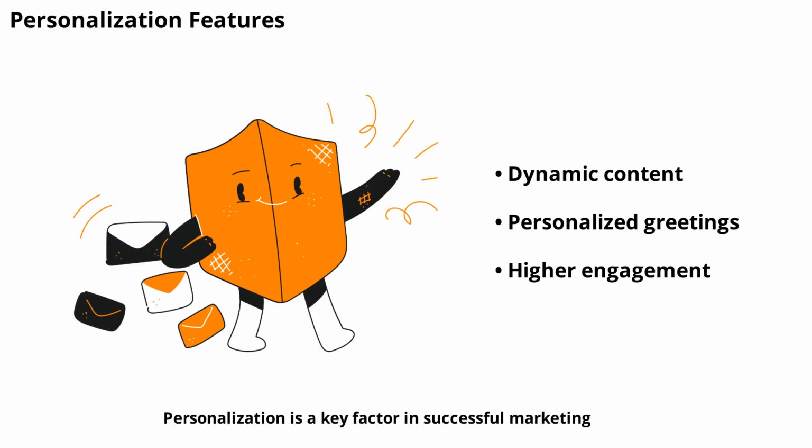Personalization is a key factor in successful marketing. Mailchimp allows businesses to personalize emails with the recipient's name, location, or other details. This makes messages feel more relevant and increases the likelihood of engagement. You can also use dynamic content to show different offers or information based on the recipient's preferences or behavior. Personalization helps build stronger connections with your audience and improves overall campaign performance.